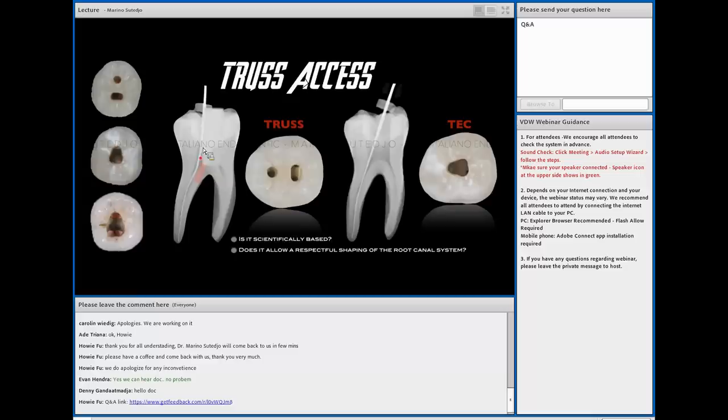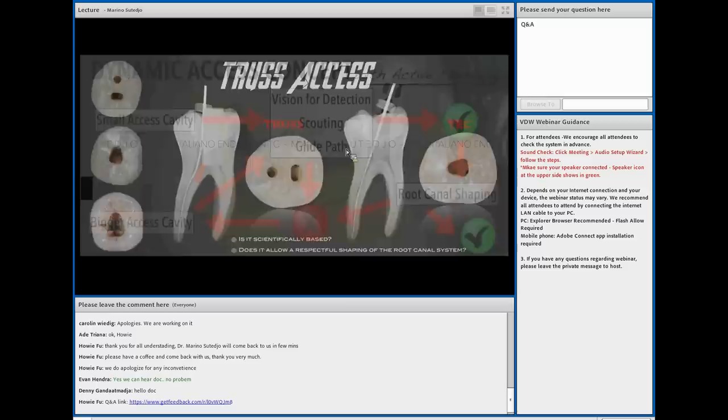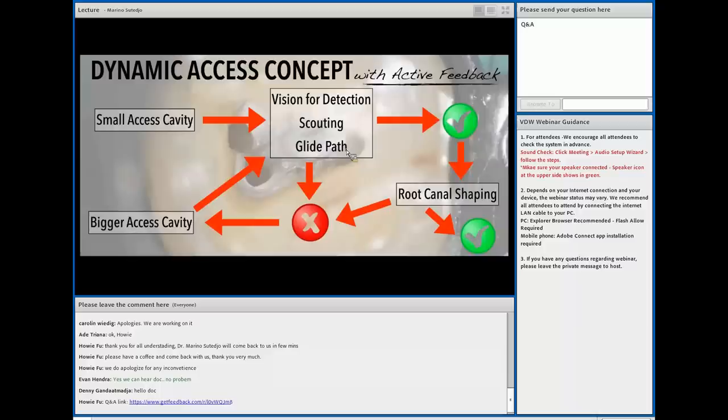As you can see here, by doing truss access, and this is the traditional, you can see the instrumentation that we do in our root canal is very limited. If you don't do it carefully, you might have a fracture here because there is more coronal interference in the truss access compared to coronal interference in the traditional access cavity. So actually, is it really that good?